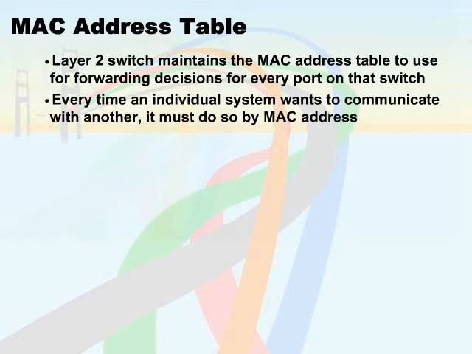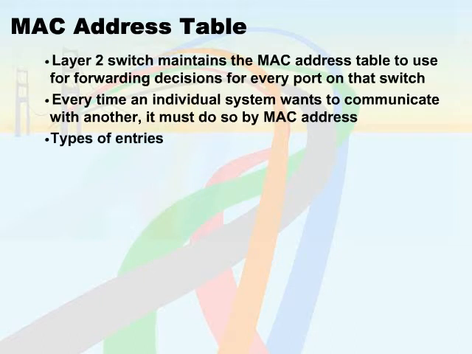Every time an individual system wants to communicate with another system on the switch, it must do so ultimately by the MAC address. This is how a Layer 2 switch is going to make decisions for forwarding data from port to port. In the MAC address table, there are 3 specific types of entries that can exist.